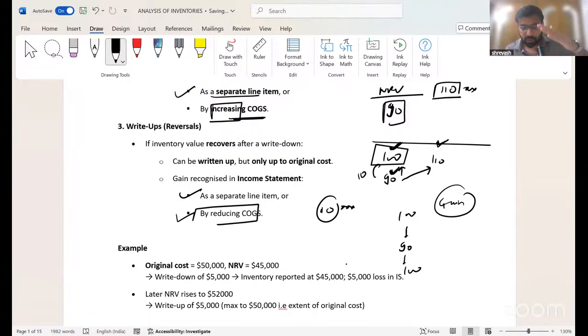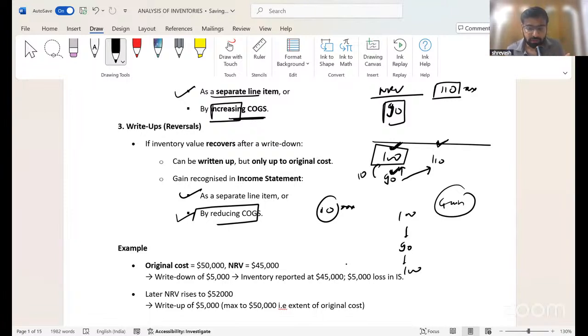Okay, sir, that is what I do. We understand this. Sir, what if there is a write down? Cost is actually higher than NRV. Cost is 100, NRV is 90. Okay, sir, 10 rupees should be reduced from the value of the inventory. Yes. That means it's a loss in the value of inventory. Yes. How would I recognize that loss? Sir, first I will reduce the inventory from 100 to 90. Sir, what about the 10 rupees of loss? I will show it in the income statement as a separate line item or increase COGS.